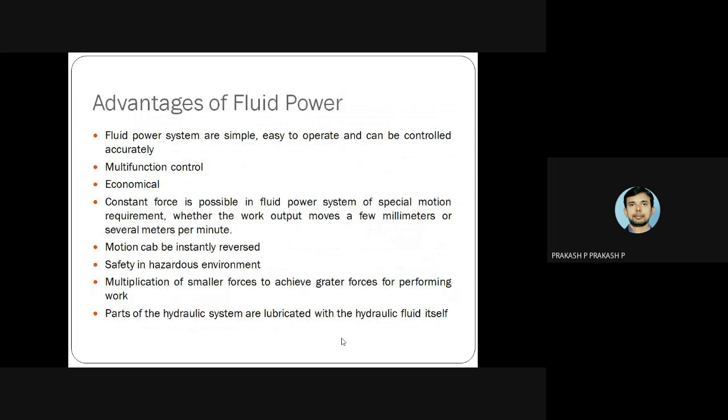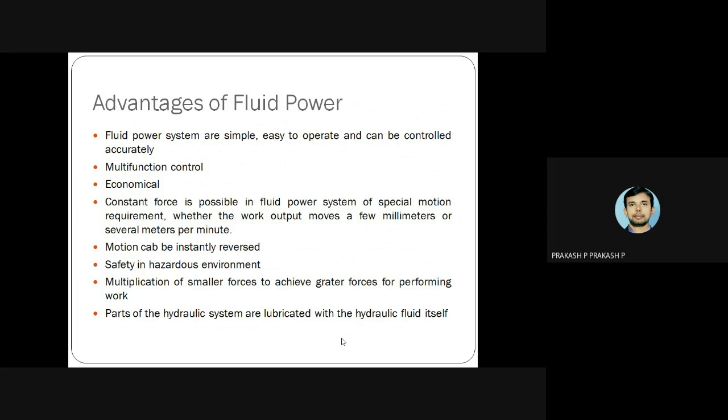Now you can see the major advantages of fluid power. A fluid power system is very simple. We can operate it easily and control it accurately. It is multifunctional in control, economical, and can produce constant force. Whenever the work output moves a few millimeters or several millimeters per minute, we can create constant force with the help of the fluid power system. Motion can be instantly reversed when you actuate the lever to the left hand side for extension and the right hand side for retraction.